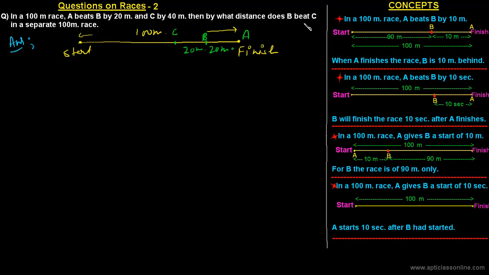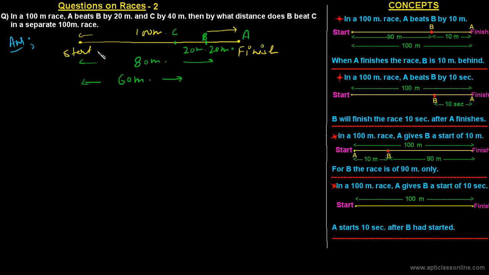Then by what distance does B beat C? When A beat B by 20 meter, what does it mean? It means that when A has traveled 100 meter, B has traveled only 80 meter, and in the same time C has traveled only 60 meter.